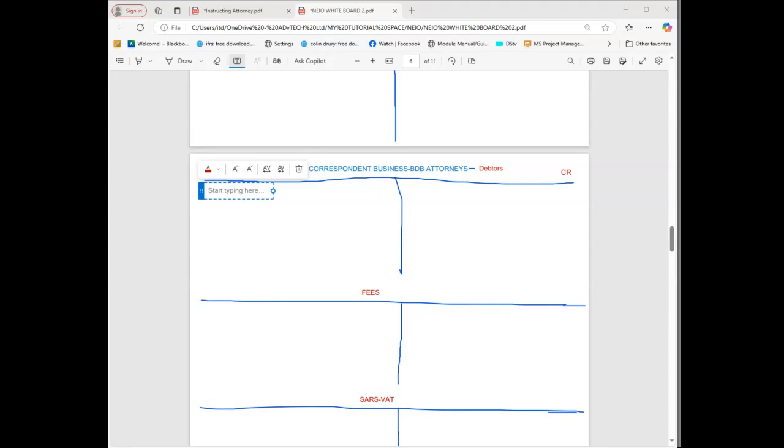Let me correct you before you go further. You are confusing this with the correspondent. The procedure is the same. When you charge a fee, whether it's correspondent or not, you will always come here. I think you are thinking of the fees. I'm not thinking about the fees now. I'm talking about the amount.